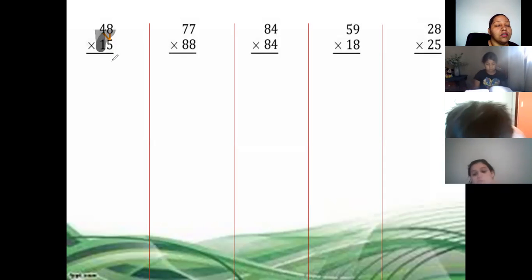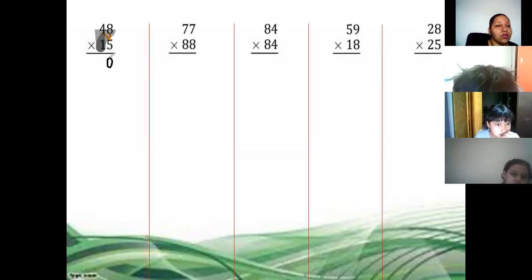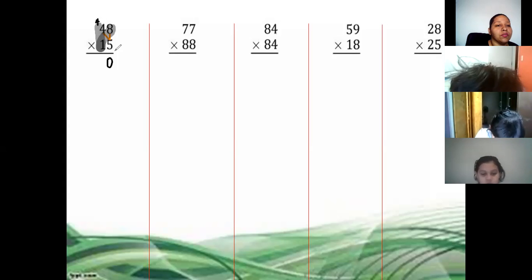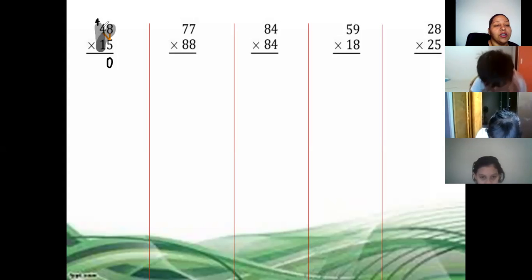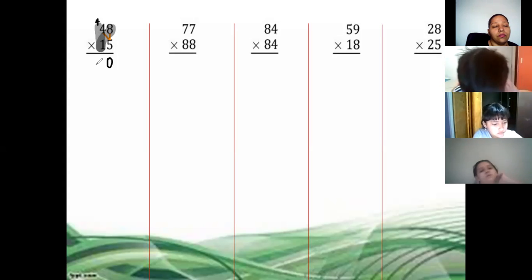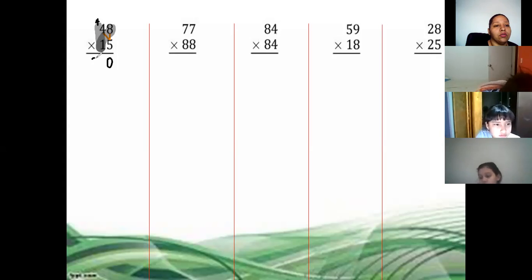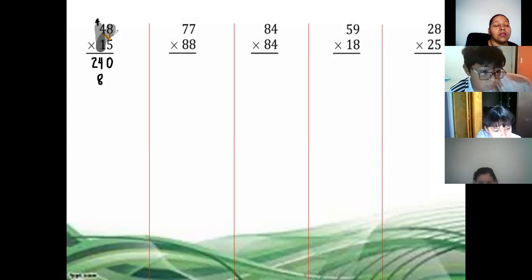5 times 8 is? 40. 40, so you write 0 and remember that we are going to be regrouping. You regroup 4, okay? And 5 times 4 is? 20. 20. So plus 4? 24. 24, right? And then you start with 1 times 8 is 8. Okay, and 1 times 4? 4.